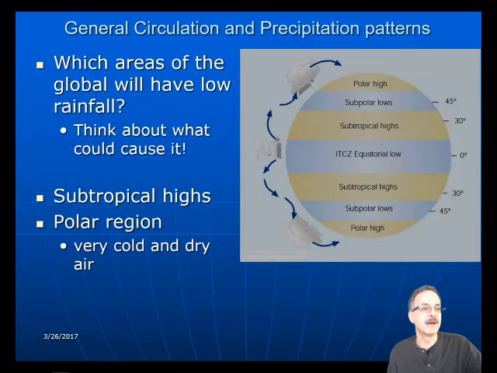Let's think about how clouds form and what can cause clouds to form. With our knowledge of the general circulation pattern of the three-cell model, where do you think clouds would form? Or I should say, where do you think clouds will not form, because we're looking for low rainfall. They would not form in high pressure systems or where the air is coming down.